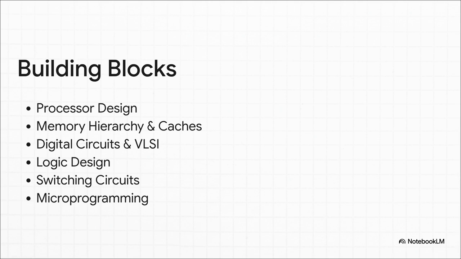You see things like processor design, that's the brain, right? Then there's memory hierarchy, which is just the system of fast and slow storage. And of course, digital circuits, and VLSI, which stands for very large-scale integration. That's basically the magic of cramming billions of transistors onto one tiny little chip. This is the physical gut of any computer.